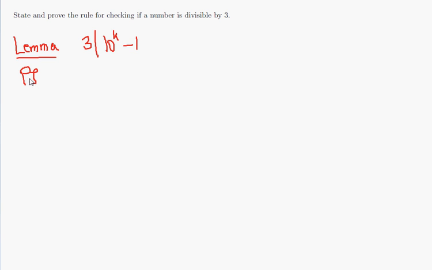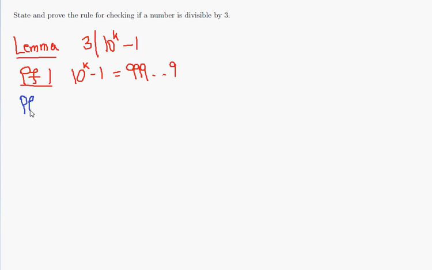Proof. There's actually about 3 reasonable proofs of this, so let me just write down all 3 of them to give you the idea. First is the most intuitive one: 10 to the k minus 1 is always going to be a string of 9s. It's always going to be a string of k 9s. So either 9 or 99 or 999 or 9,999, some string of 9s. And clearly that's a multiple of 3, since each digit is a multiple of 3. So that's the most intuitive proof.